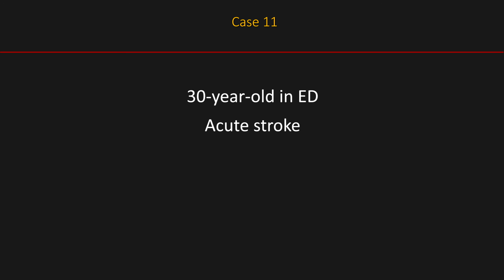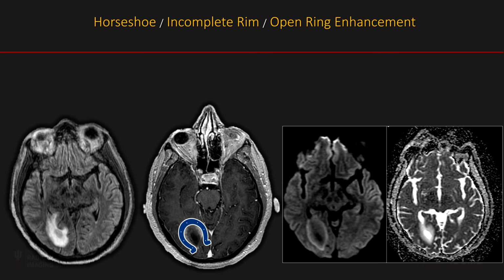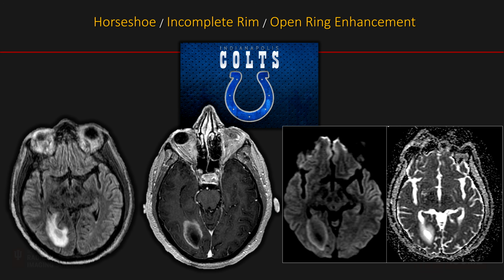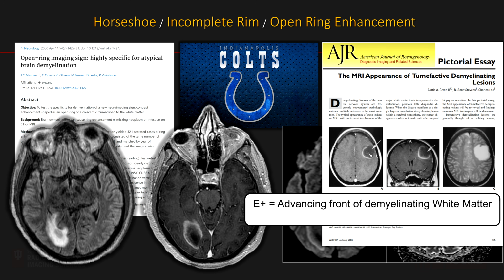Last case, patient with acute stroke-like symptom. Here you have a particular appearance of the post-contrast enhancement. This is multiple sclerosis or tumefactive multiple sclerosis. On the diffusion, you can see restricted diffusion along the peripheral aspect of the lesion. This is often referred to as the horseshoe pattern of enhancement or incomplete rim, open rim enhancement pattern. So the idea is that enhancement represents the advancing front of the demyelinating white matter. So often the open rim is pointed toward the gray matter.